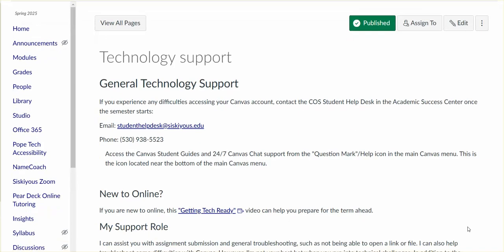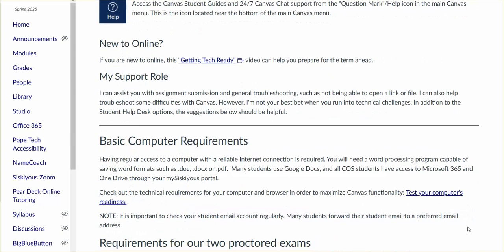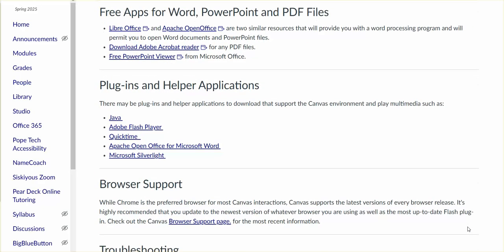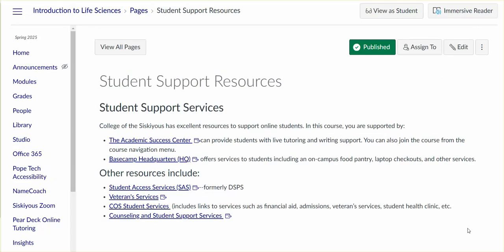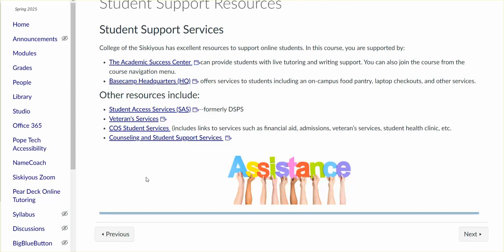If you get stuck with technology, here are some COS resources, and then other resources to help get you on track. So if you get stuck with technology, there may be some resources to help you on the technology support page. Here's some student support services, links to student support services at COS, including our Academic Success Center and Basecamp, and then also our student access services and other services available to COS students.